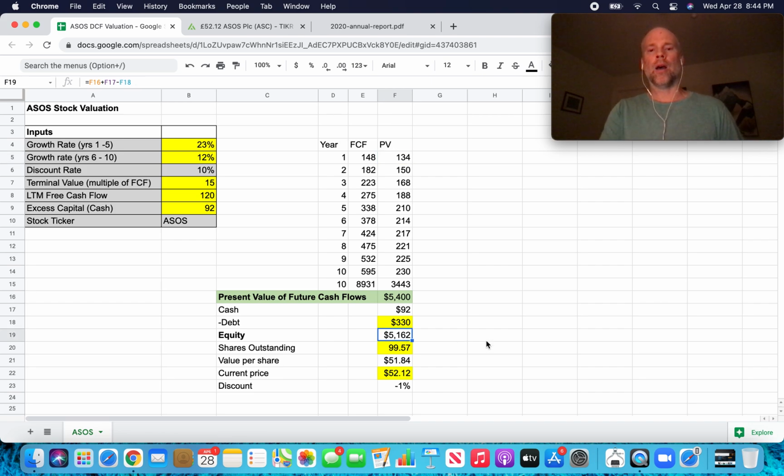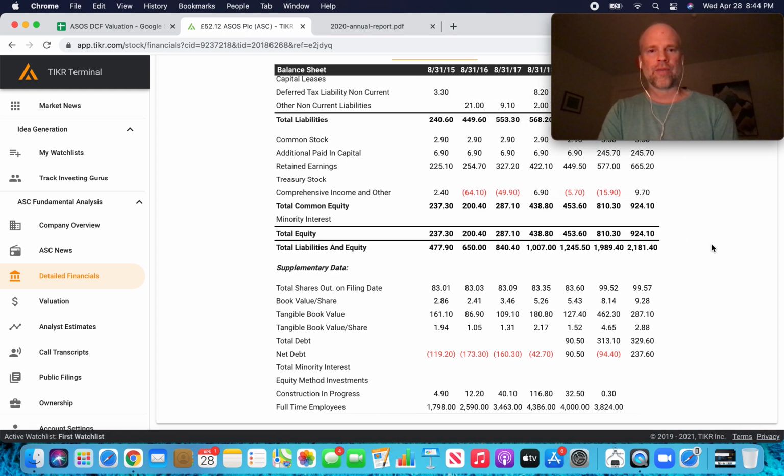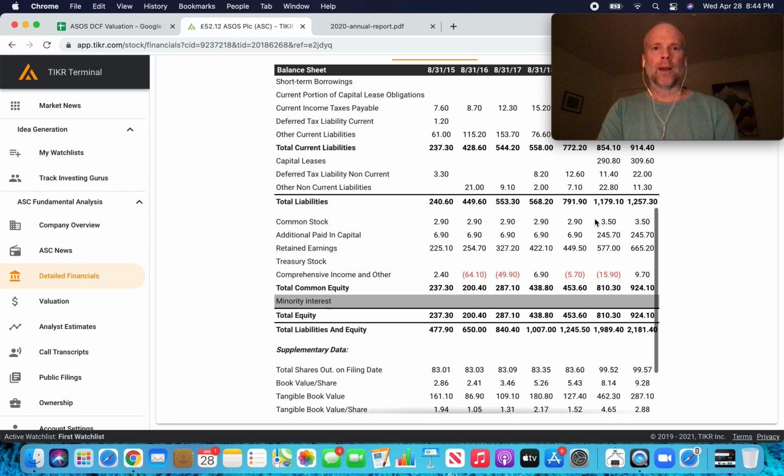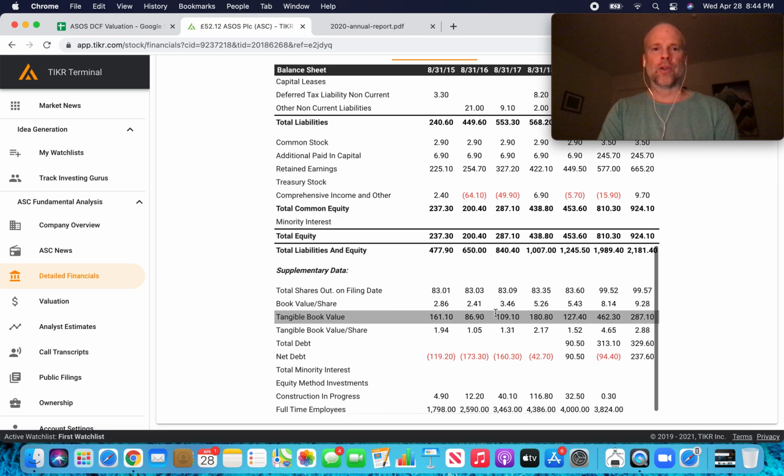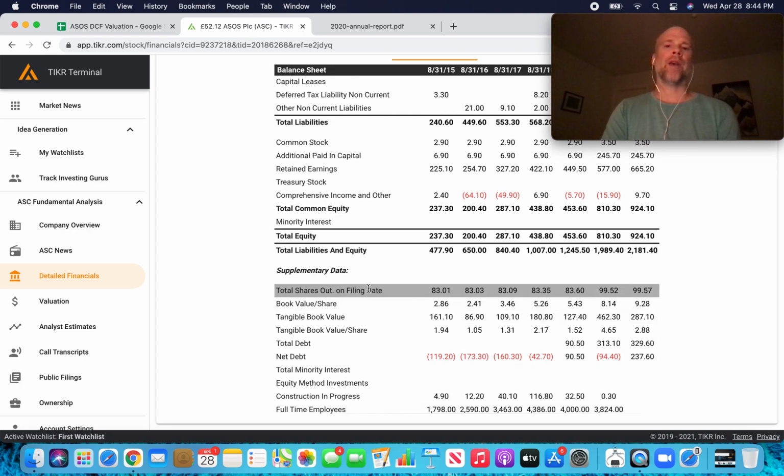5.162 billion to equity. Now, in order to get from the total equity to the equity per share, we need to know how many shares there are outstanding. In order to find that, that's on the balance sheet as well, all the way down here. If you look at the supplementary data, total shares out on filing date, okay? So this is our most recent filing with how many shares there are outstanding, 99.57 million shares.